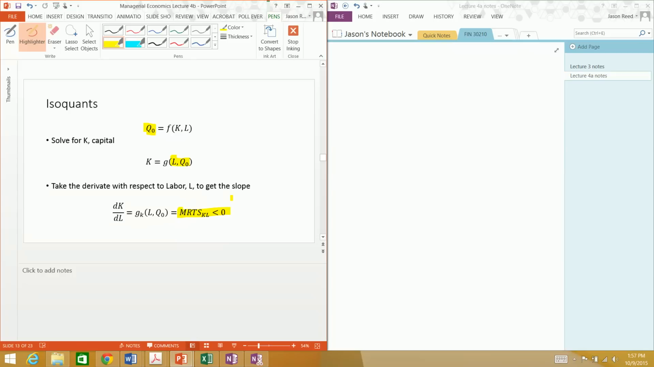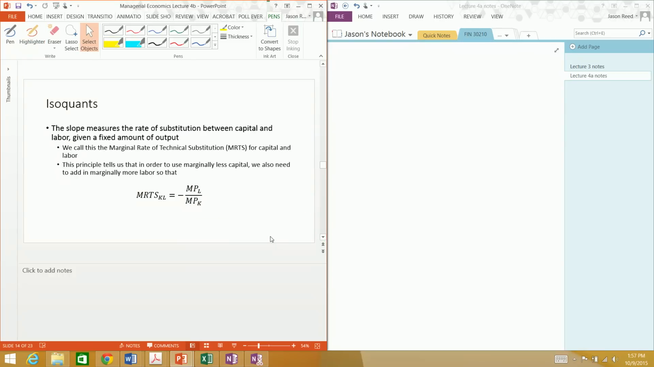We are going to believe that this marginal rate of technical substitution is less than 0, and that's important for us. That intuitively makes sense: if we eliminate capital in our production process, we have to substitute that with increasing amounts of labor. So what is the relationship then? The slope is this MRTS. How can we see this a little bit better?